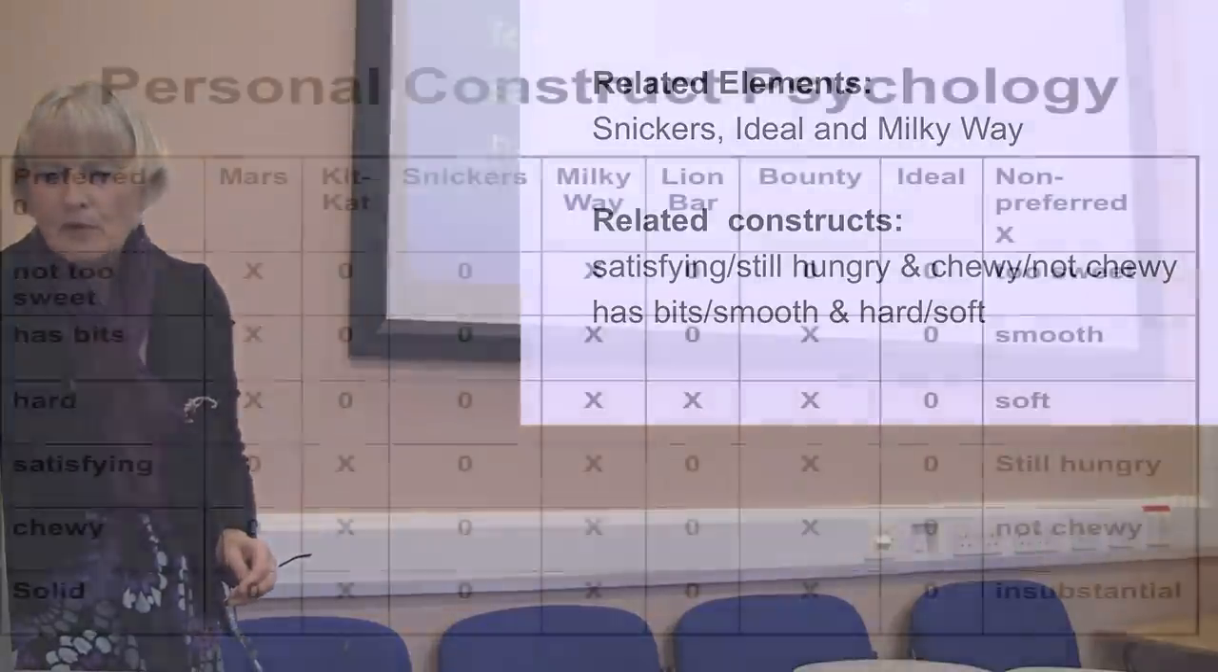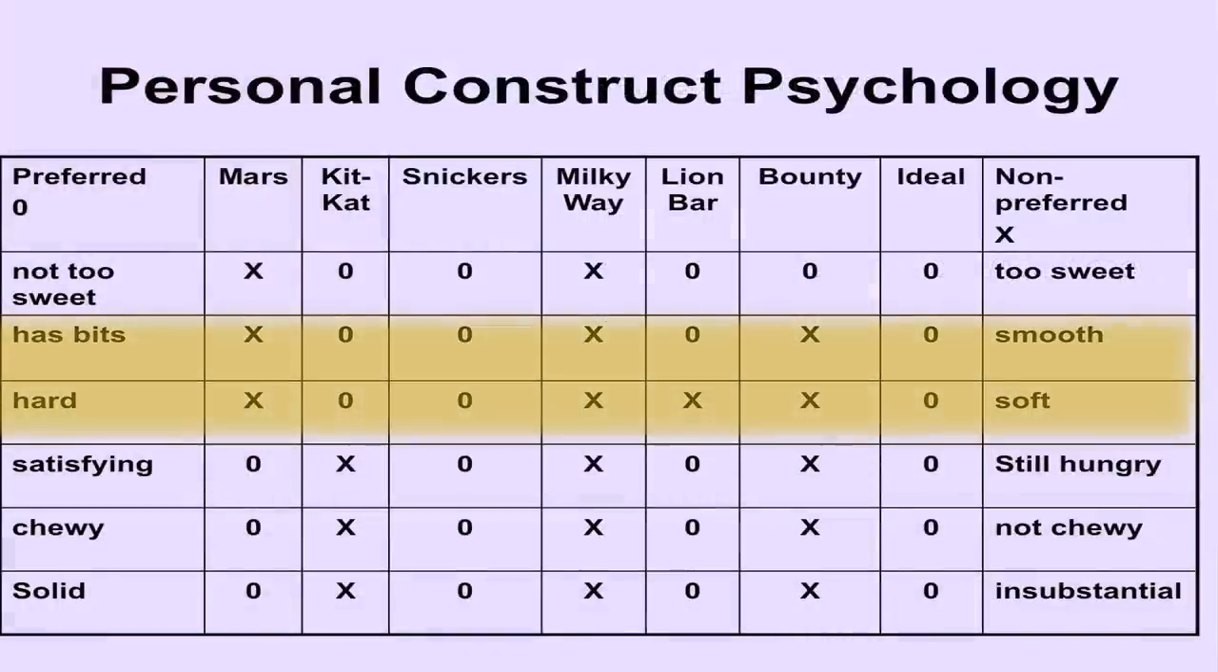Has bits and smooth versus hard and soft. Let's just look at that. Has bits versus smooth, and hard versus soft. They're not identical, but they're pretty similar in terms of the patterns. So again, you can begin to say that I like chocolate that is quite hard, something to bite on, that has things in it like peanuts or bits of biscuit, versus one that's just soft and smooth. Okay, so these two constructs have implications for each other.